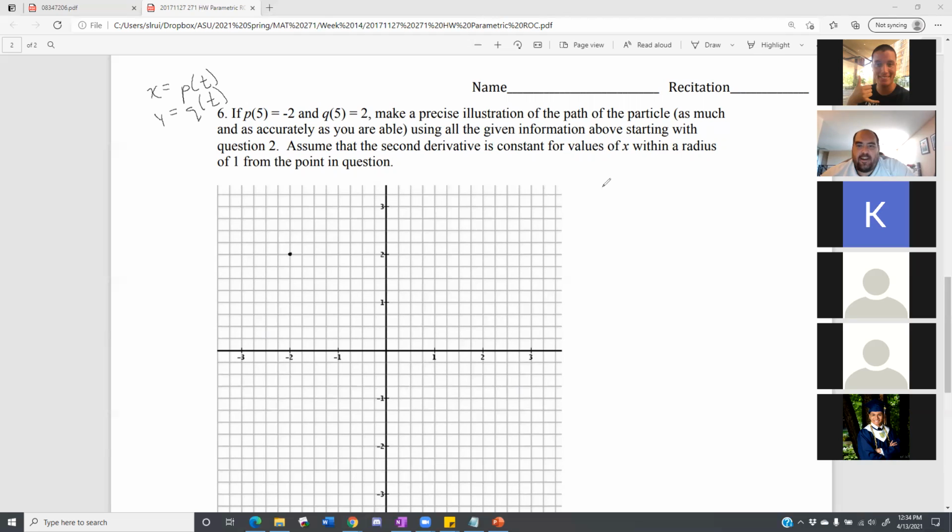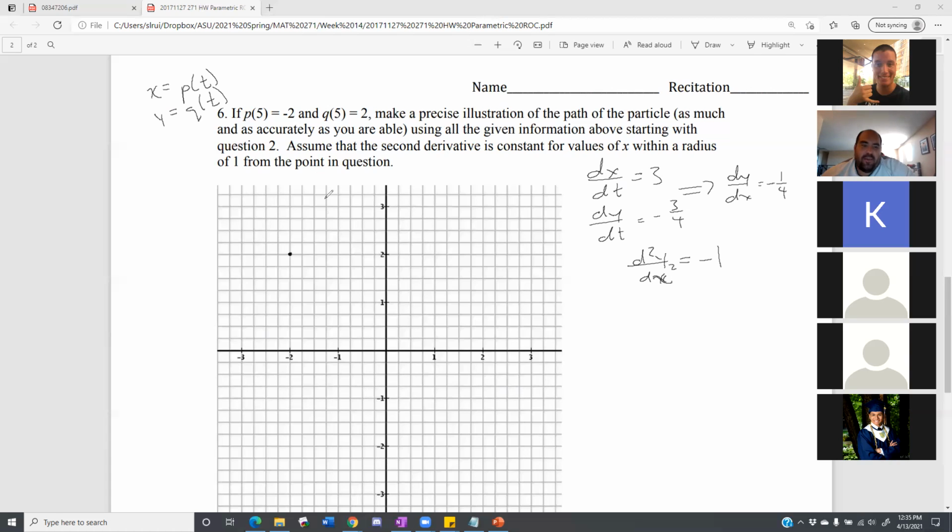So let's catalog all the data we had. We had dx/dt equal to 3. We had dy/dt equal to -3/4. From there we got that dy/dx was equal to -1/4. And we know that the second derivative d squared y over dx squared is equal to -1. Given all that information, you were told that the second derivative is constant for values of x within 1 of our initial point.